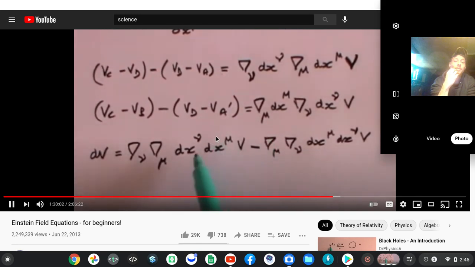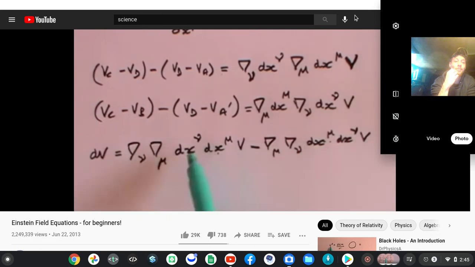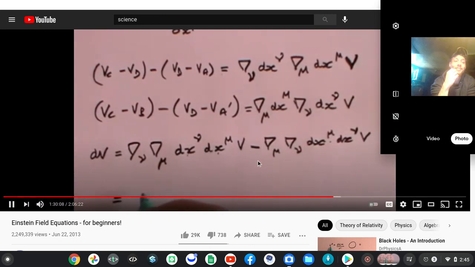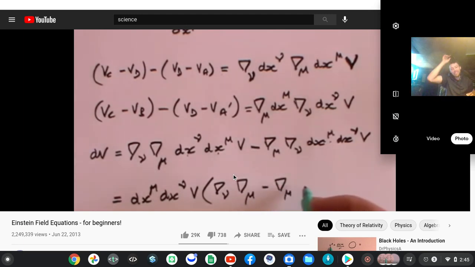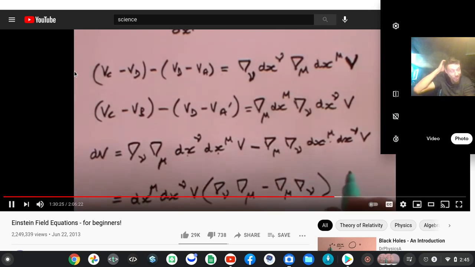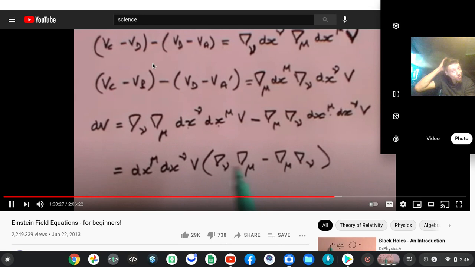And we can pull out the dx mu, dx nu, and V there, because order again doesn't matter here. So that becomes dx mu dx nu and V, and what's left is the covariant derivative nu, covariant derivative mu, minus covariant derivative mu, covariant derivative nu. And so what he was really talking about, you'll recognise, of course, is the commutator.